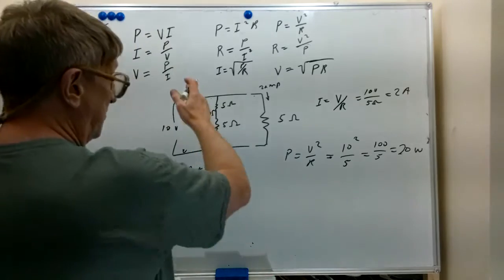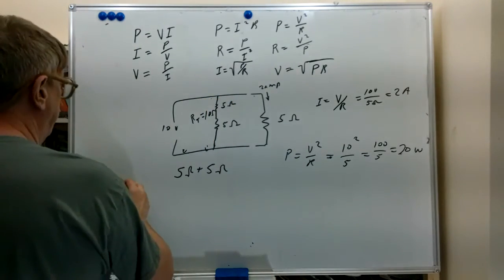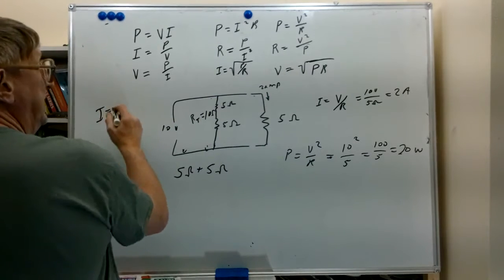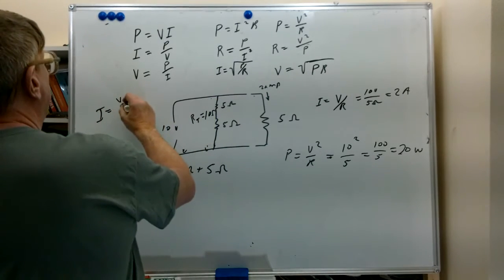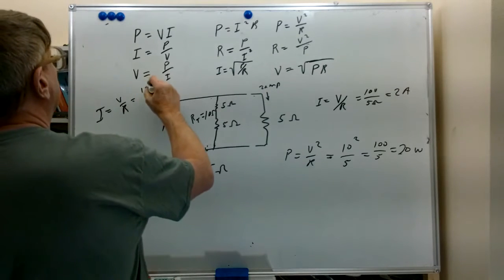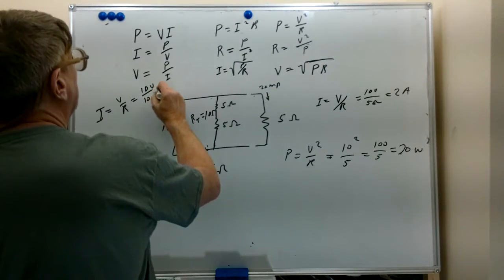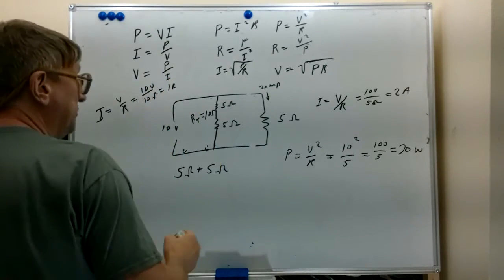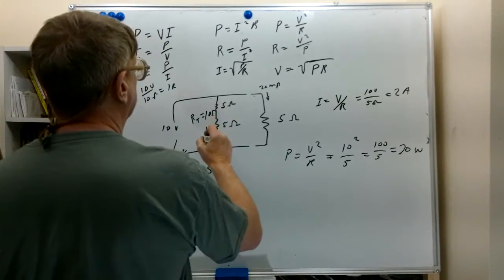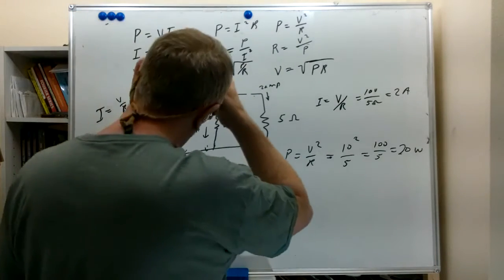So we're going to calculate the current in this branch. Same 10 volts. Okay, that's pretty easy. Current equals voltage divided by resistance, and we had 10 volts and we had 10 ohms, which basically was 1 amp. So we end up with 1 amp flowing through this branch.